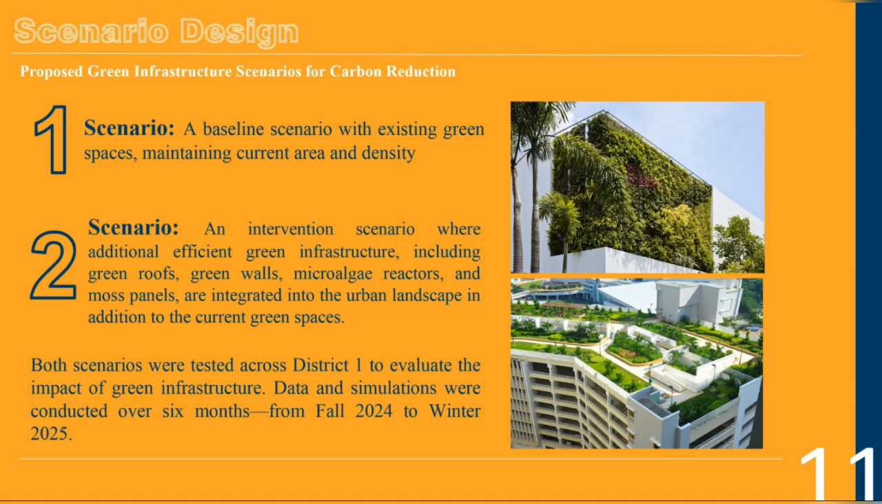Two scenarios were designed. The baseline scenario includes only the existing green species with no new additions. The intervention scenario integrates extra green roofs, walls, microalgae, and moss panels into the same area. Both scenarios were simulated across District 1 of Karaj using ENVI-met. The data and simulations cover a 6-month period from fall 2025 to evaluate the environmental impacts of green infrastructure.